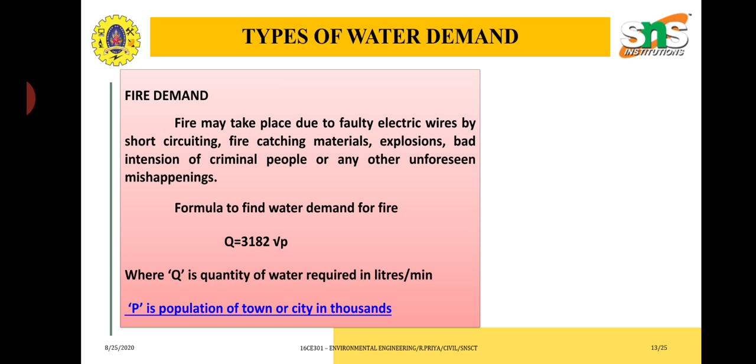If there is any explosion, fire accidents may take place. For fire accidents we are consuming a certain amount of water, and that is known as the fire demand. Fire demand can be calculated using this formula: Q = 3182 square root of P, where Q is the quantity of water required in liters per minute, and P is the population of a town or a city in thousands.